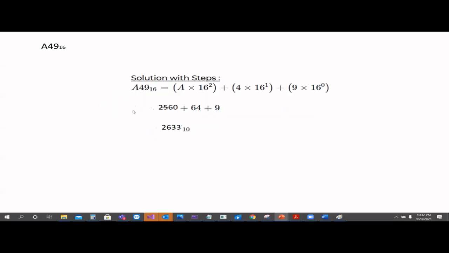Okay, so here it is A49 with the base 16. So write them down, A49. So then write in the weighting factors, 16 to the power 0, 16 to the power 1, 16 to the power 2. So 16 to the power 0 is 1, 1 into 9 is 9. This one is 16 into 4, that is 64. Then here 16 to the power 2 means that 256 into 10. So that will be A is 10, so that is how I got 2560. So then you add everything together, then you can get the answer 2633.